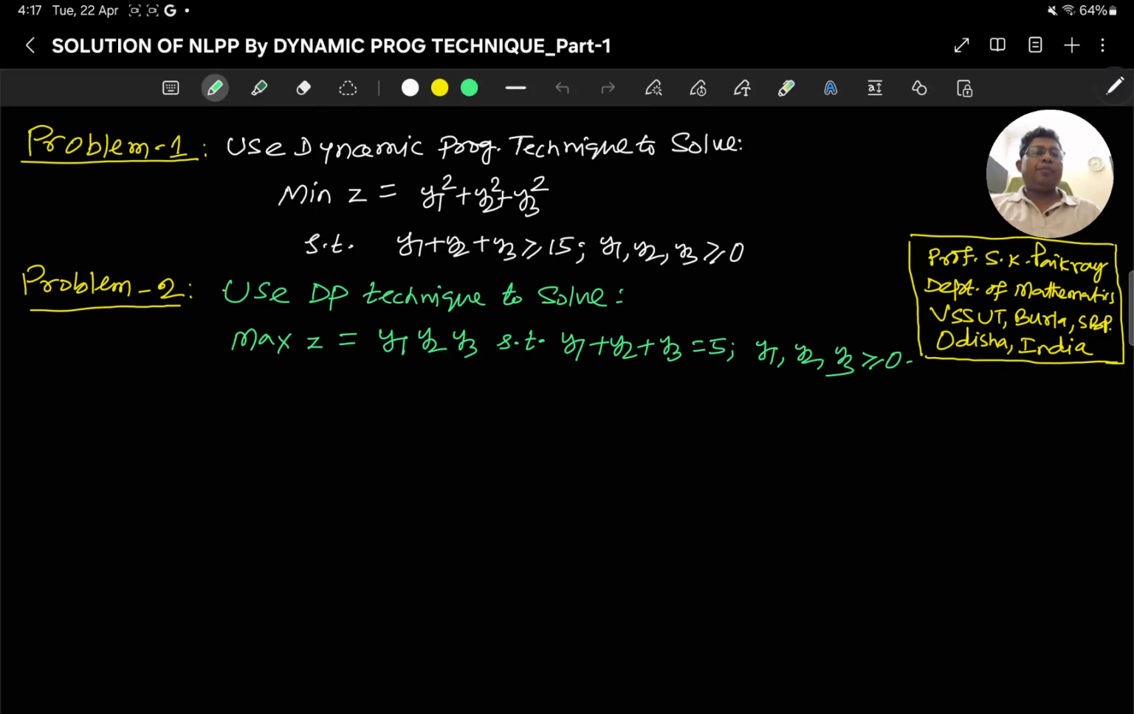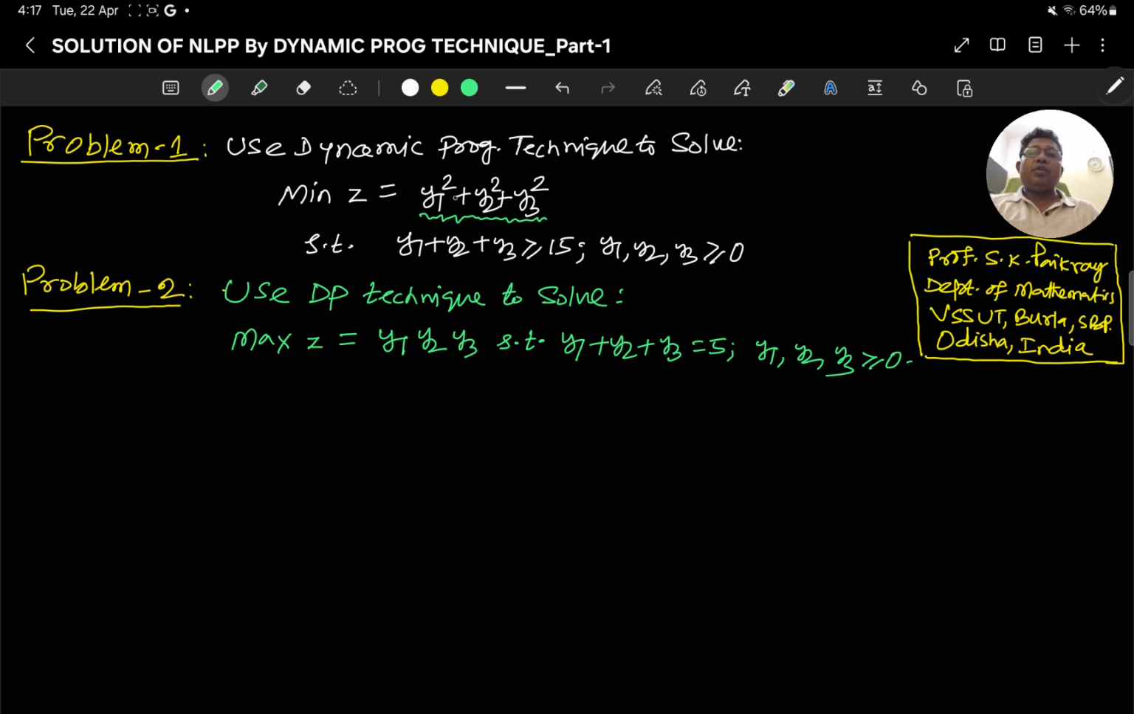Hello everyone. In this lecture we shall discuss the solution of nonlinear programming problems by using the dynamic programming technique. If you recall the previous lecture, we solved the linear programming problem, LPP, by using the DP technique. So here we solve the NLPP. You see this example. Here the objective function is non-linear.